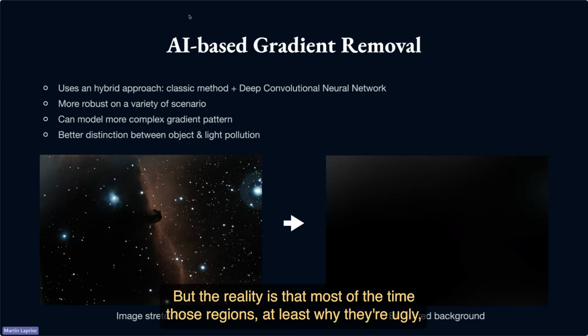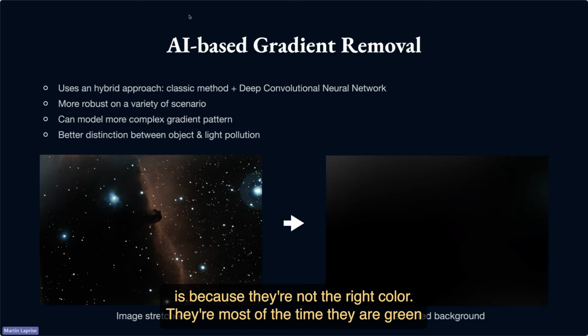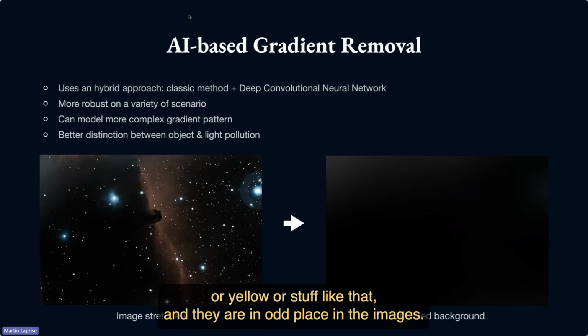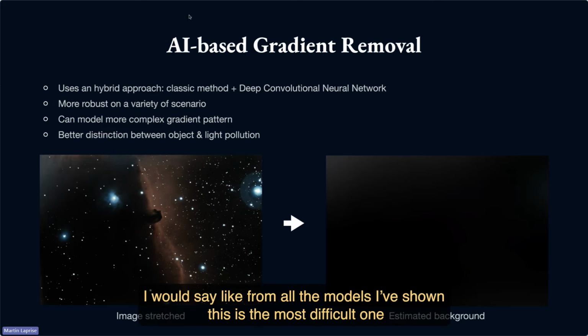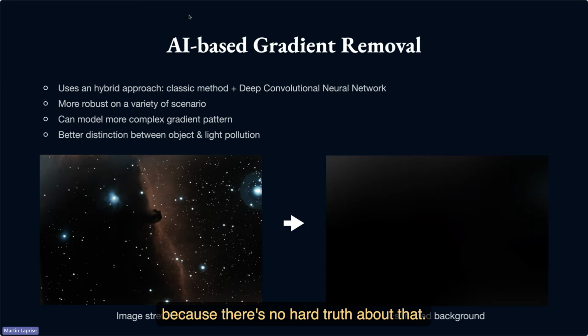But the reality is that most of the time, those gradients, at least why they're ugly, is because they're not the right color. Most of the time they're green or yellow or stuff like that, and they are in an odd place in the image. And if you train hard enough, you will be able to tell apart those things. But it's not perfect. I would say from all the models that I've shown, this is the most difficult one because there's no ground truth about that.